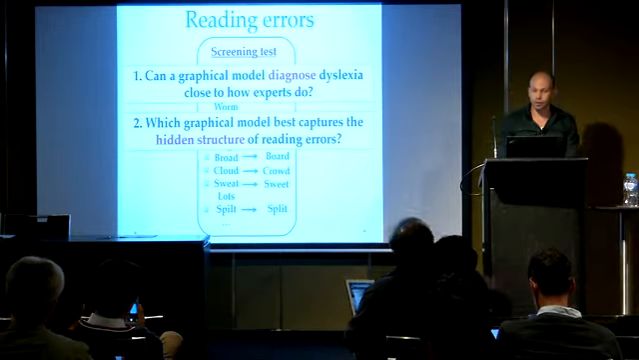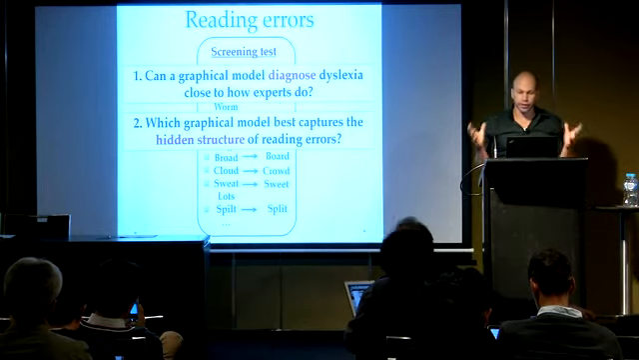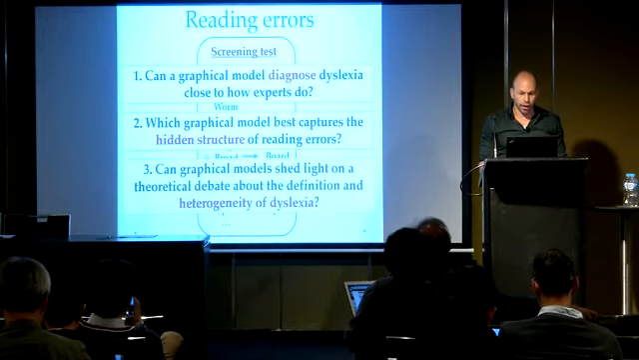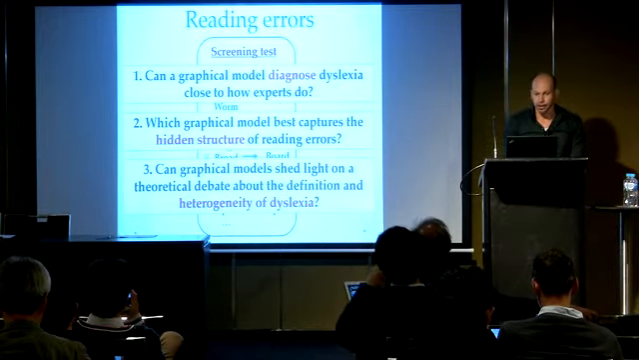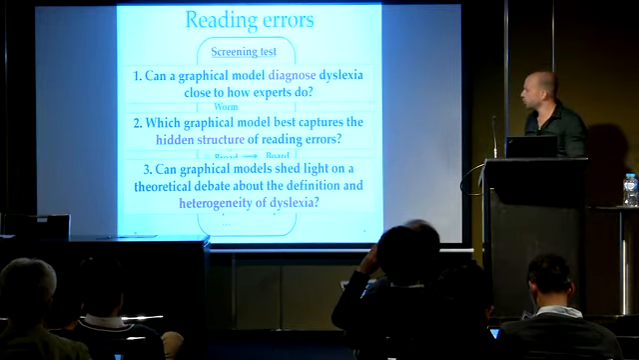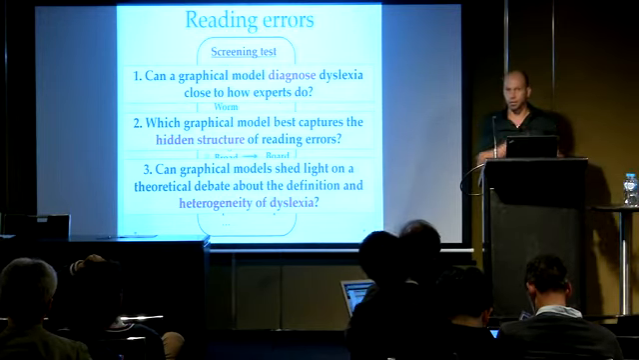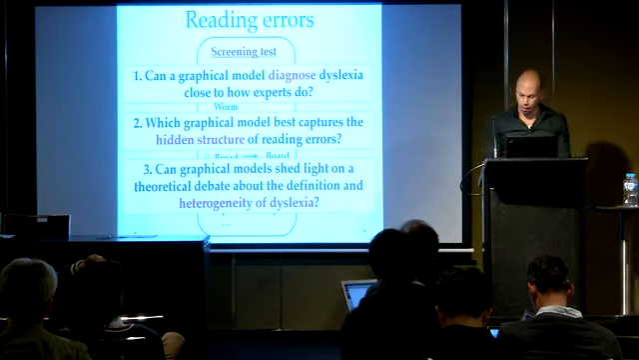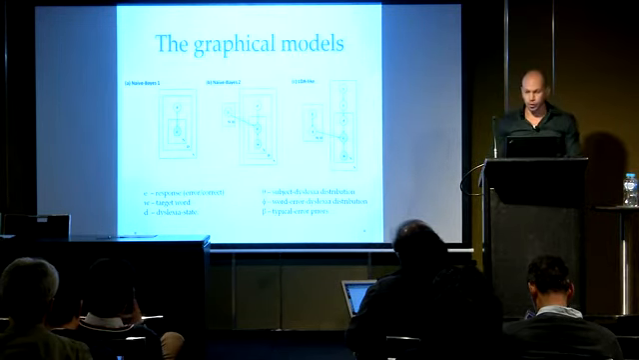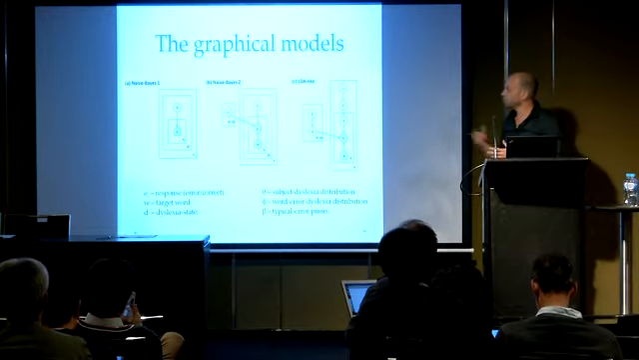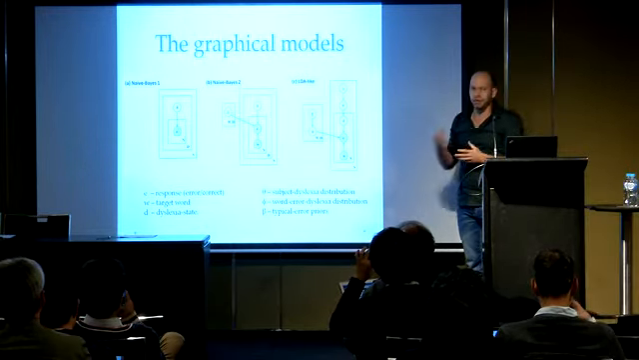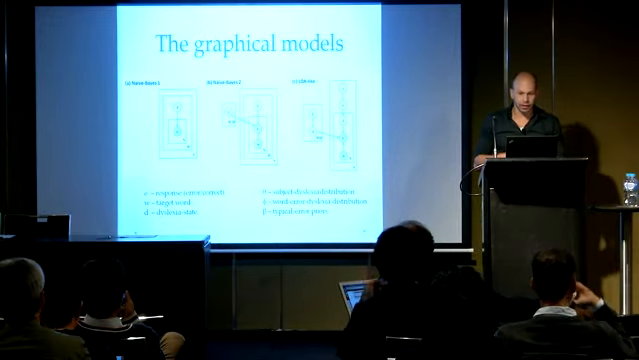Second, we ask which graphical model best captures the hidden structures of reading errors. And last, we ask whether a graphical model can shed light on this question, whether it is one type of dyslexia or many types. So to answer these questions, we have constructed three different graphical models that differ by their complexity.